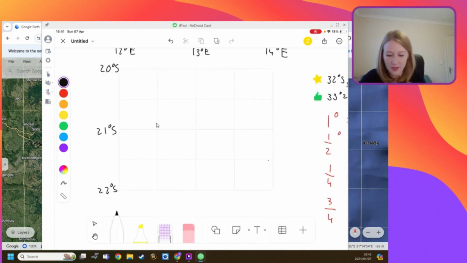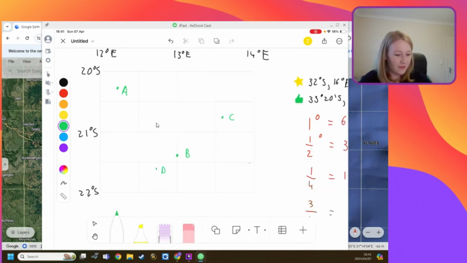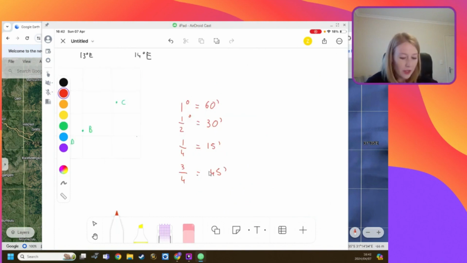Let's number a few points. Okay. Hopefully that will be somewhat challenging. So I'm going to include a third and 2/3. So we've got 2 more tools in the toolkit. So a third of a degree would be 20 minutes. And 2/3 of a degree would be 40 minutes. Okay.